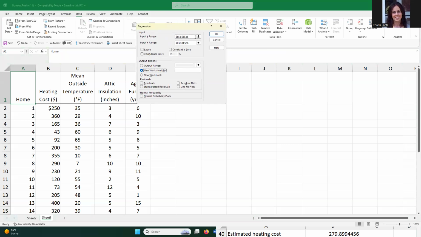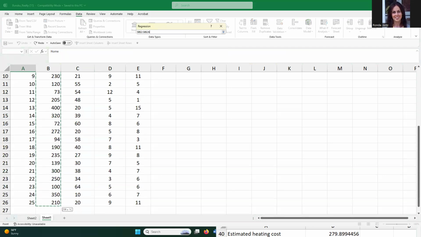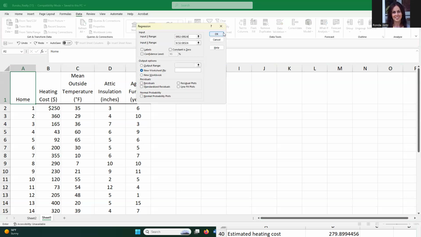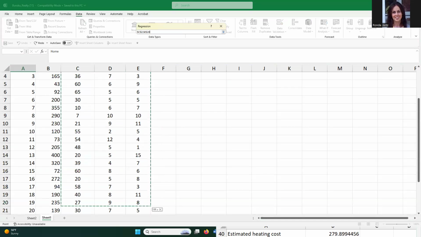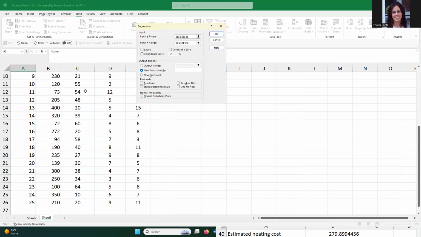You're going to first do your Y input range, which is going to be right here. This is your dependent variable. I'm going to select it for you so you see what I did. I did not select the title, just the data. And then I'm going to do the same in our X. Our X is going to be all three of these variables because they are independent variables. We're going to see if one of those three changes makes our heating costs go up or down. And then we're going to put it into a new worksheet and then select OK.